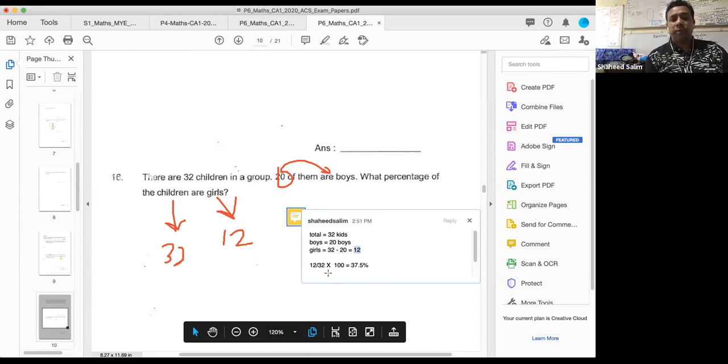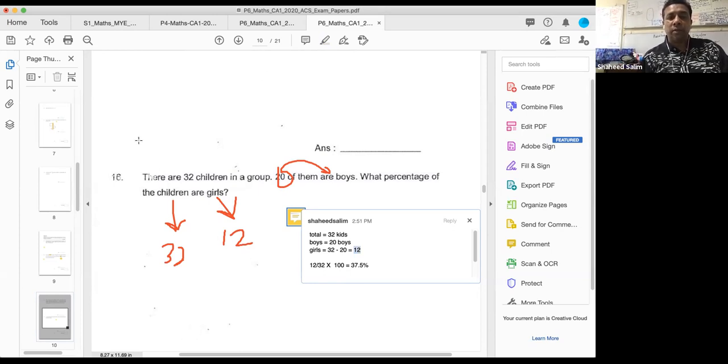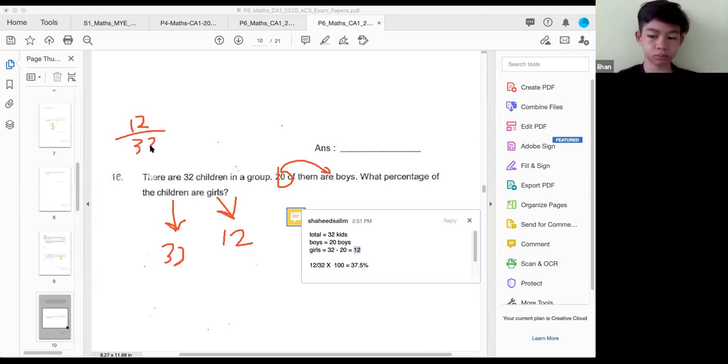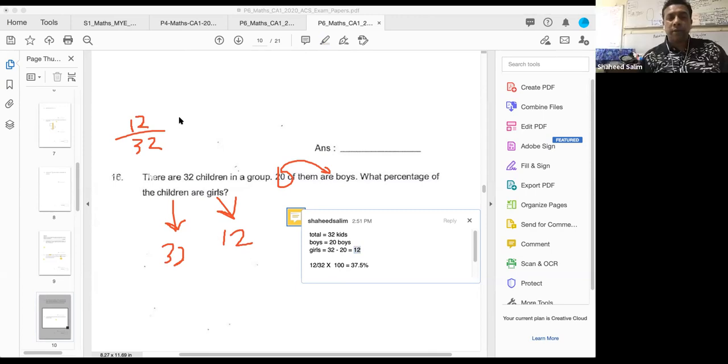That's it. So you must be able to know how to calculate percentage. The percentage of the girls is 12 girls over 32 times by 100 lah. Why is this 100? Because 100% is 32. So you will get 37.5.